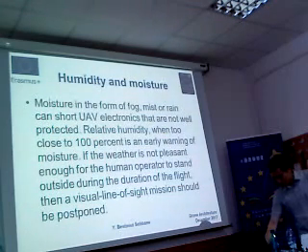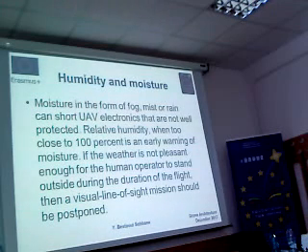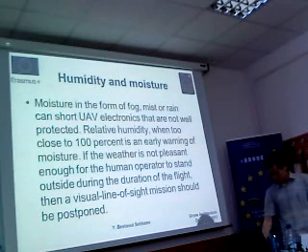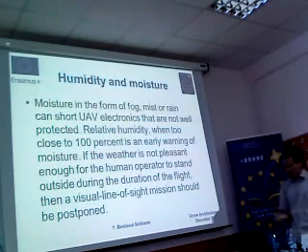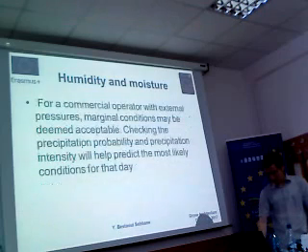The moisture in the form of fog, mist or rain can short the electronics. So we have to avoid this, because moisture inside our electronic circuit is really not good. If the weather is not pleasant enough for the human operators to stand outside during the duration of the flight, then a visual line of sight mission should be postponed. So we have to cancel it if we don't have good conditions for flight.